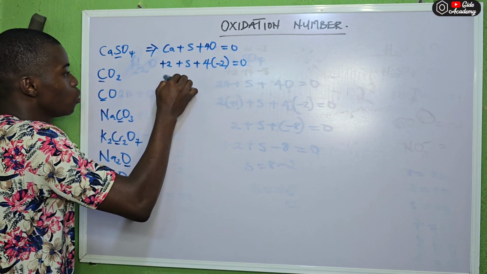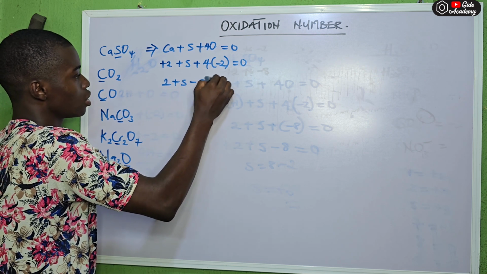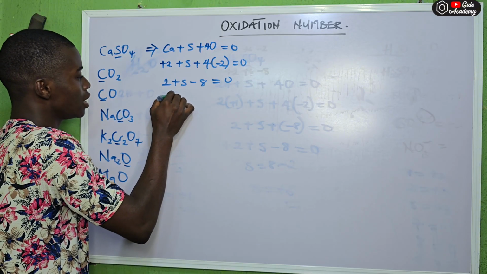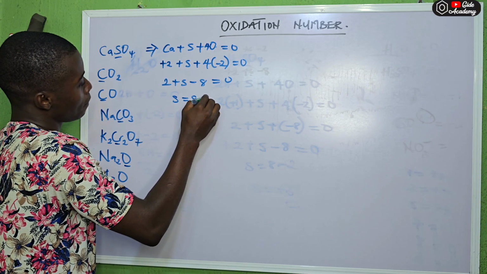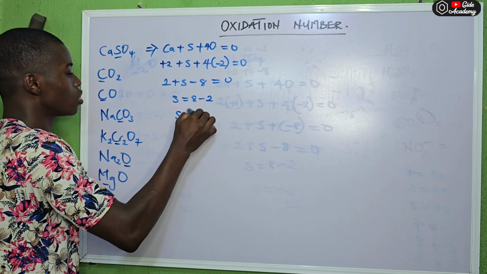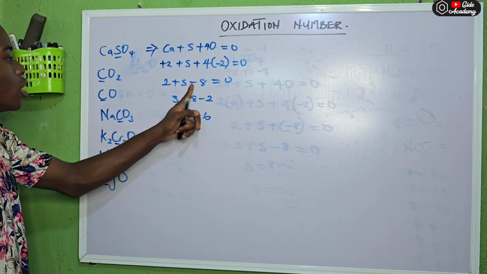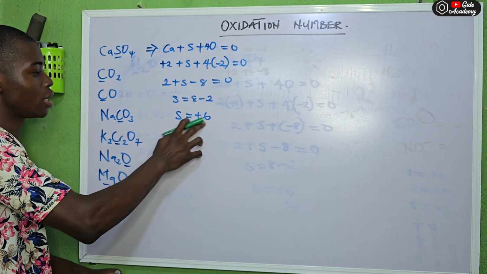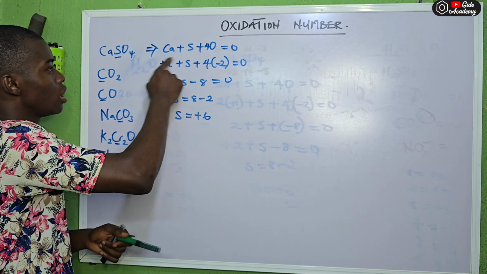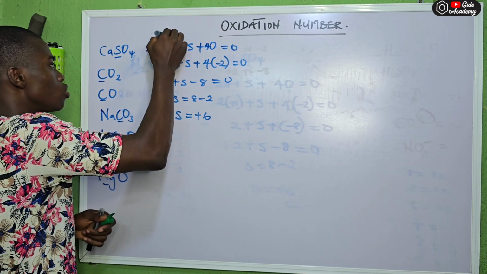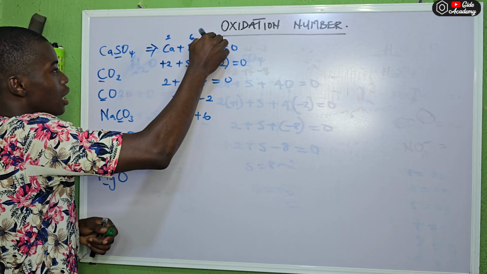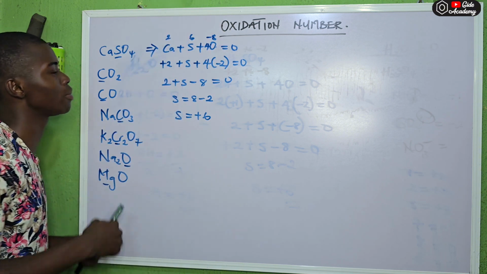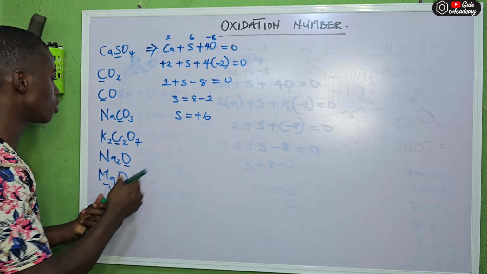Then we have 2 plus sulfur minus 8 gives us 0. 4 times minus 2 will give us minus 8. So if you collect the terms, sulfur is equal to 8 minus 2. Sulfur is equal to what? Plus 6. If you are wondering how it is 8 minus 2, that's how we came about getting this 6. So if you check this as well, the answer will still give us 0. Here will be 2, here will be 6, and here will be minus 8. So 2 plus 6 minus 8 is going to give us what? 0.